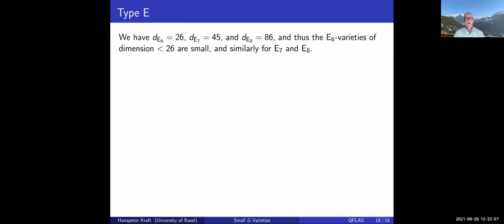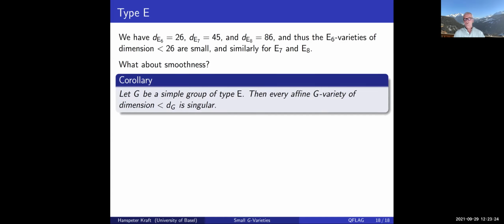So here is the example. dg for E6 is 26, for E7 is 45, and for E8 is 86. And thus the E6 varieties of dimension less than 26 are small. And there are a lot. There are many. Now, what about smoothness?